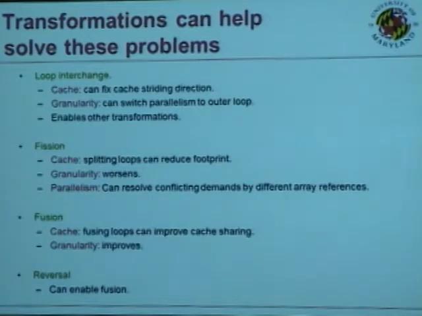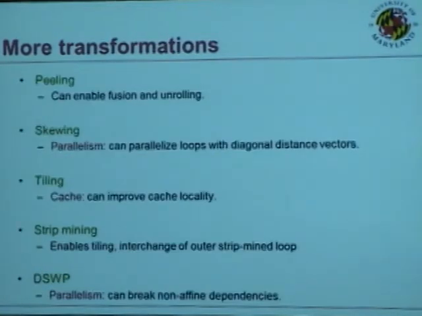Now the problem with this whole space is that there are so many tools. There's loop peeling, and I'm not going to go into each one of these in detail. Loop peeling says, put the last few iterations in a separate loop. Why might you want to do that? Because then fusion might become legal where it was not earlier. Unrolling might become legal when it was not.